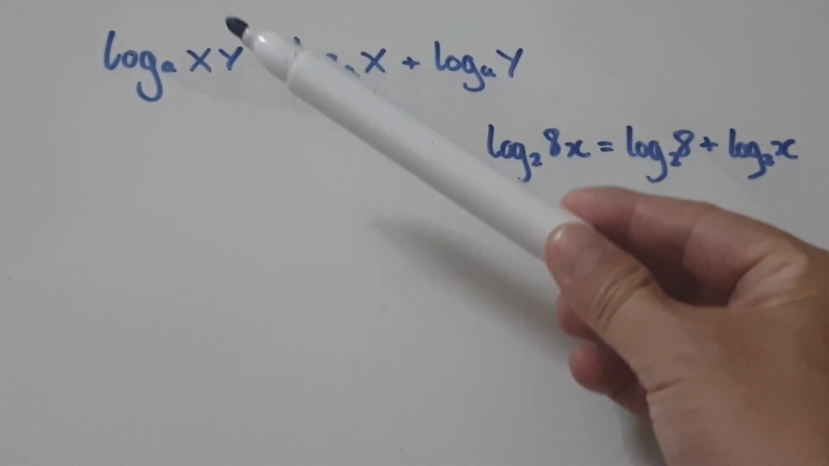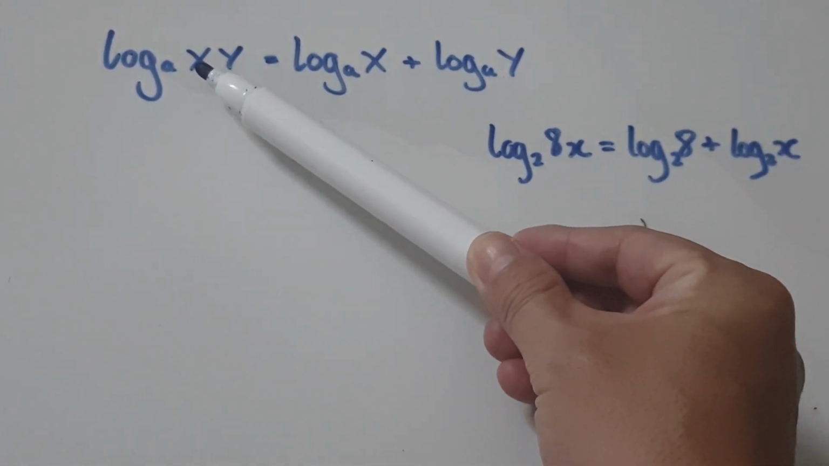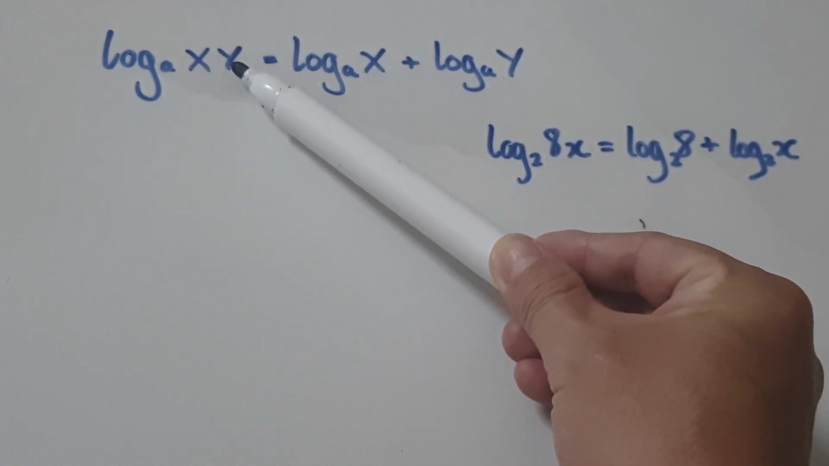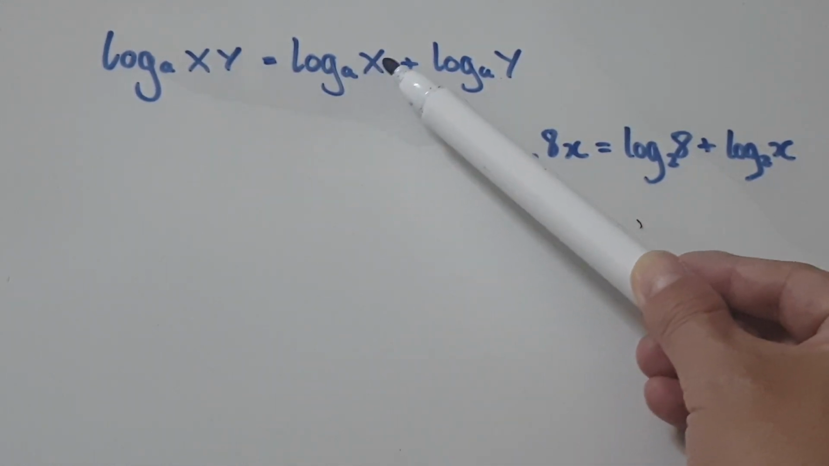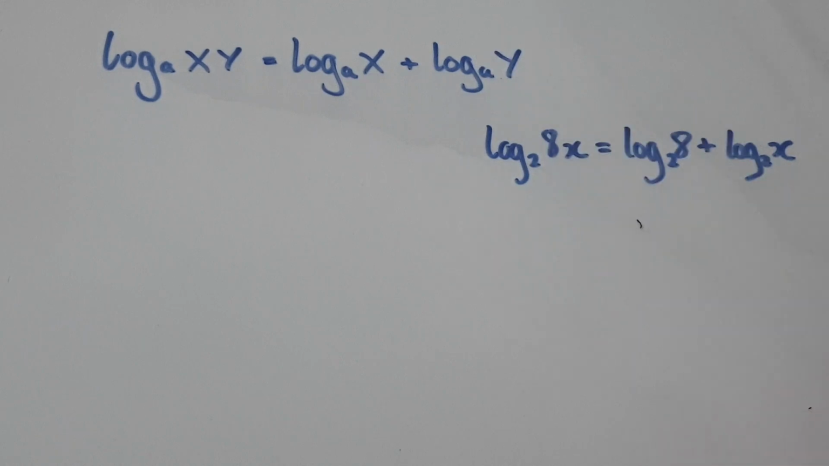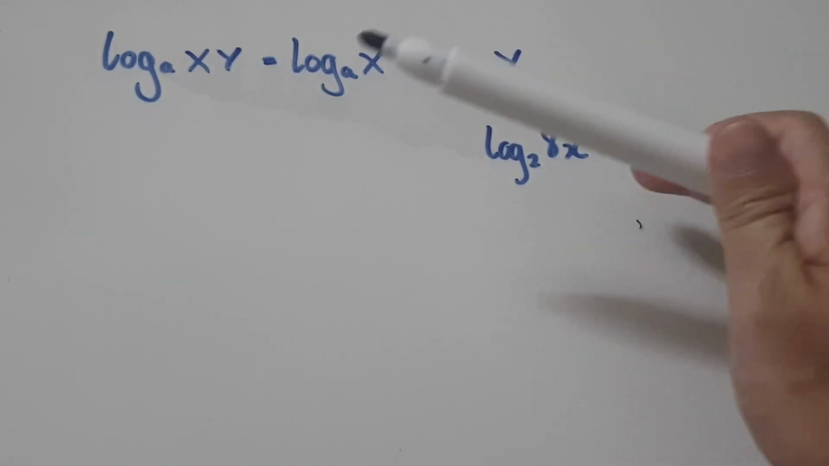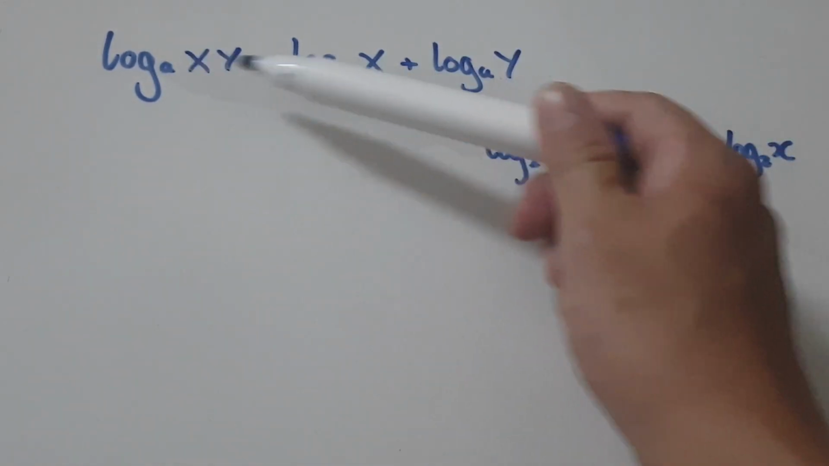In this video, we're going to try and understand why it is that when you log one thing multiplying with another thing, that's the same as you logging one thing add another thing. So for example, log base 2 of 8x. That's the same as log base 2 of one thing add log base 2 of the other thing. So we're going to try and understand why this is the case.